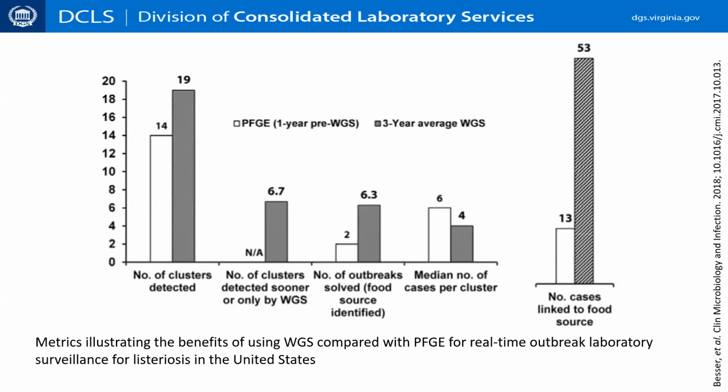Yeah, there was a great study in 2018. John Besser and the folks in the PulseNet program looking at Listeria, the utilization of whole genome sequencing for Listeria outbreaks over a number of years. And on essentially every metric measured, you can see that whole genome sequencing far outperforms pulsed-field gel electrophoresis in regards to the number of cluster detected, the clusters detected sooner by whole genome sequencing, and then the huge one here too is the number of outbreaks that were actually solved in terms of identifying a food source associated with the clinical sources.